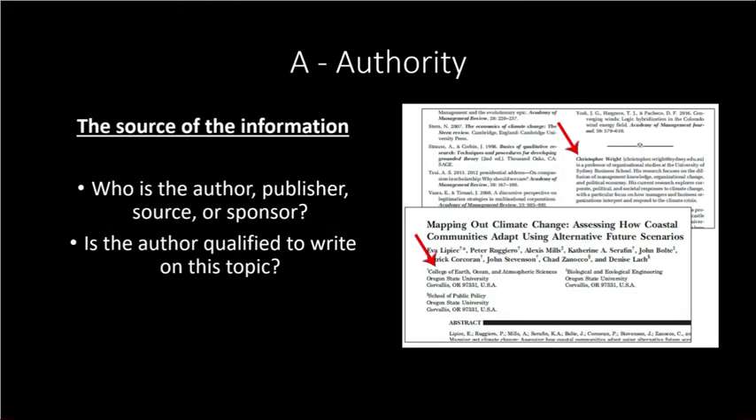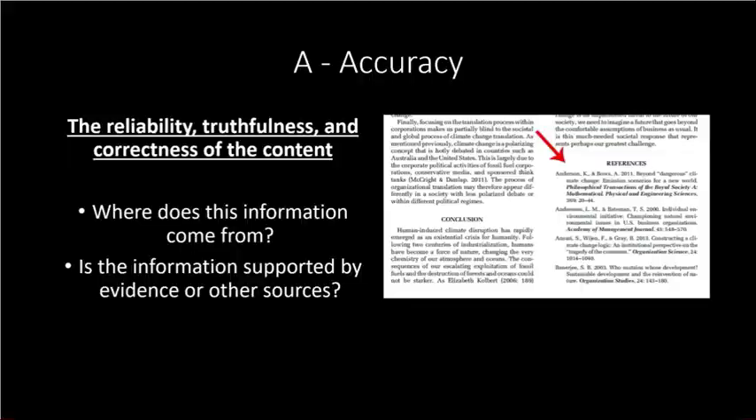Next, A, authority. Who wrote this information, and are they qualified to write on this topic? Looking for the author's name in a paper and finding out if they're affiliated with a university or institution is a good first step into determining the author's authority. Additionally, completing a Google search of the author's name or sponsoring institution may get you just the information you need to properly evaluate your source.